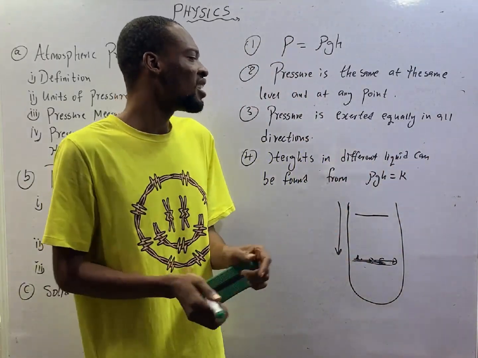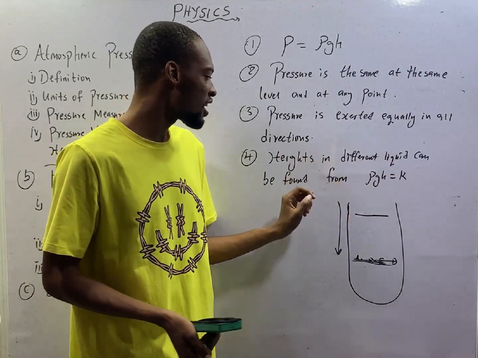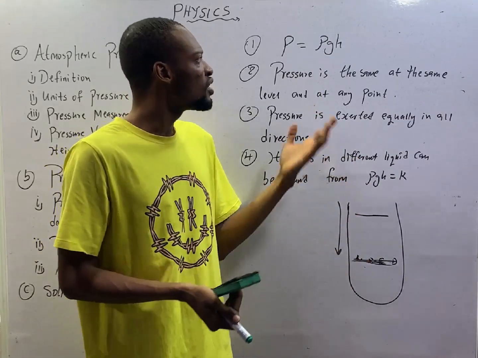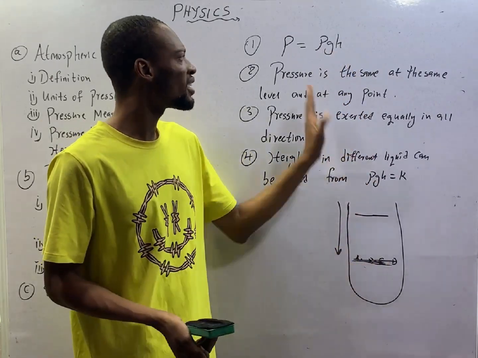And finally, heights in different liquids can be found from the formula. If you have two liquids, the pressure of the first one is rho g h, the pressure of the second one is rho g h.